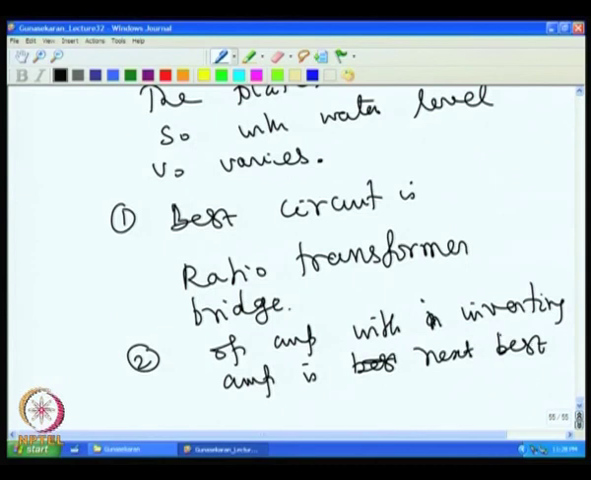So, with this I will stop the capacitance measurement technique. In the next class we will see the A to D converter and D to A converter construction, and their usage in detail. Thank you.